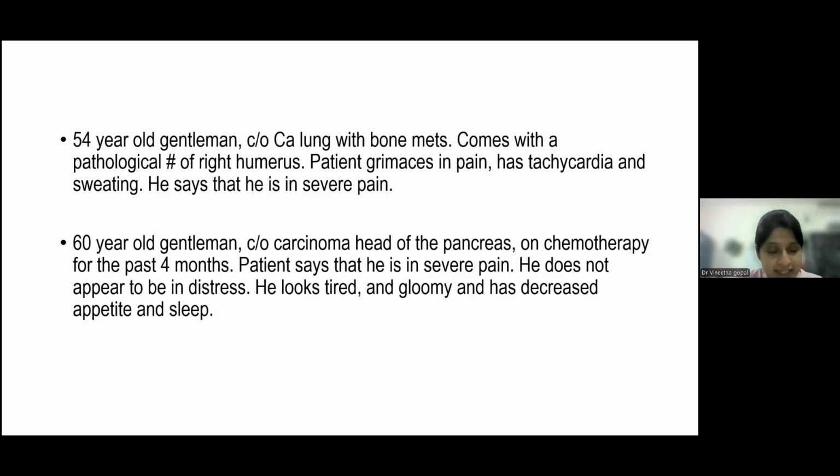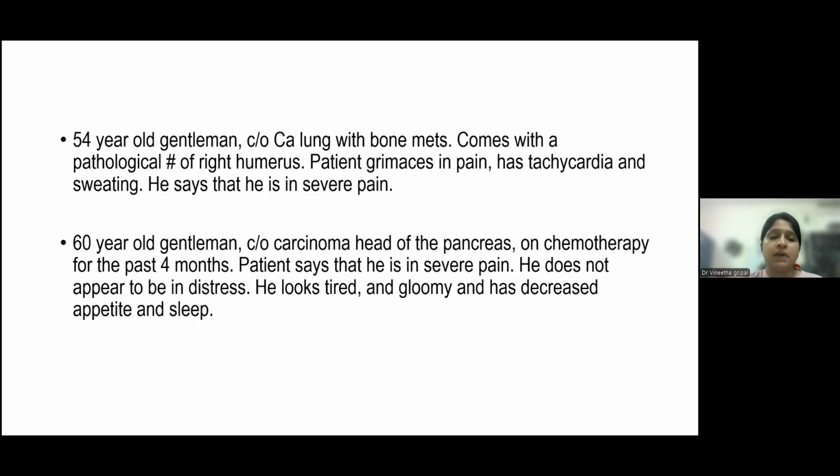But the next case scenario is a 60-year-old gentleman, a case of carcinoma head of the pancreas, on chemotherapy for the past 4 months. The patient says that he is in severe pain, but he does not appear to be in distress due to pain. He looks tired and gloomy and has decreased appetite and sleep. So this is basically the difference in pain behavior between acute pain and chronic pain.